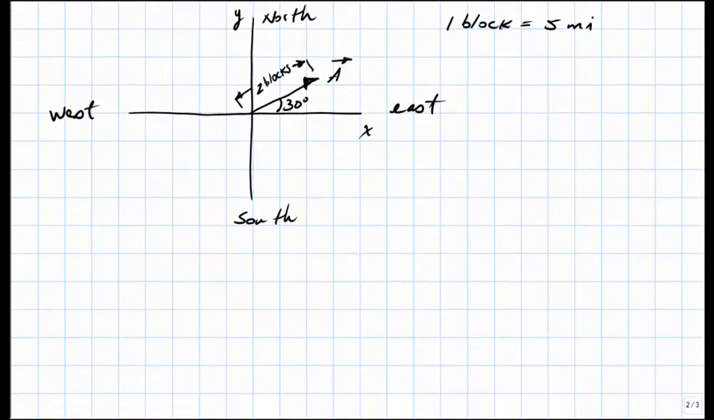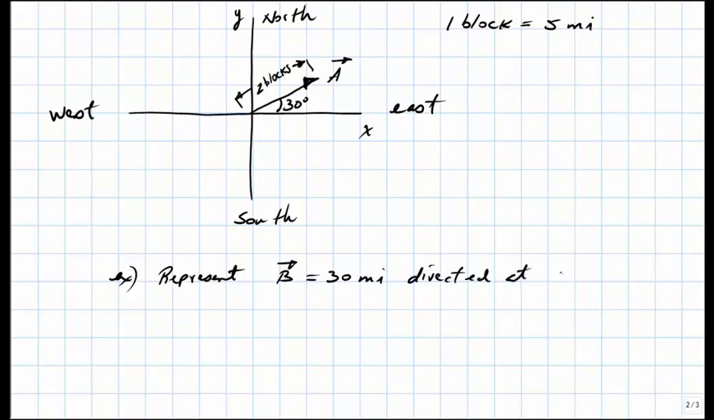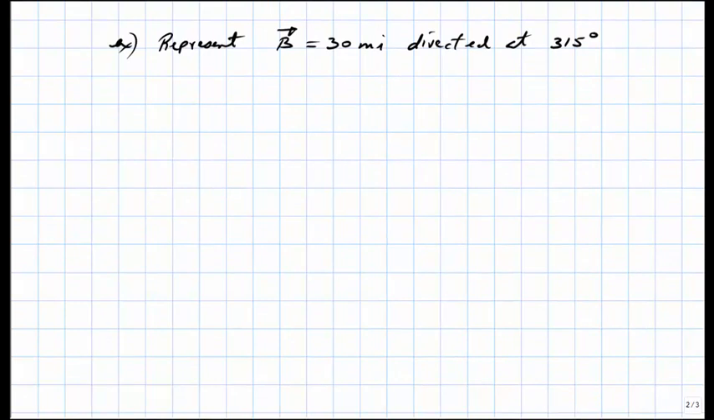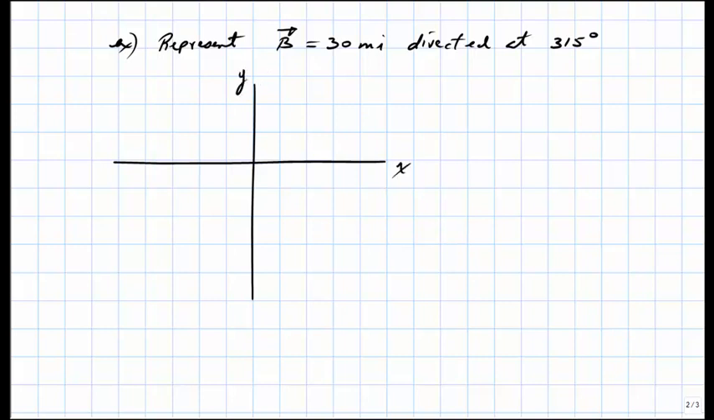Okay, let's take a look at another example now. In this example, let's represent the vector, which we'll call B, and we'll specify it as 30 miles long, directed at an angle of 315 degrees. Once again, we'll introduce our Cartesian coordinate system. There it is. This is, of course, our y-axis, our x-axis.